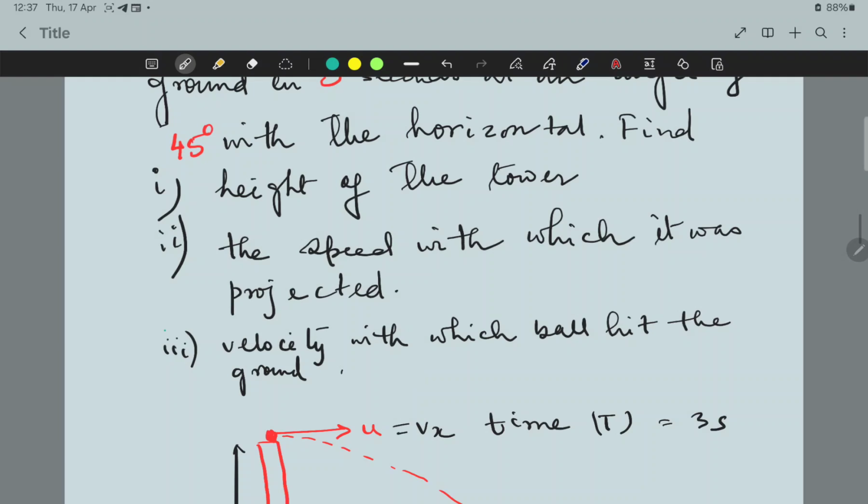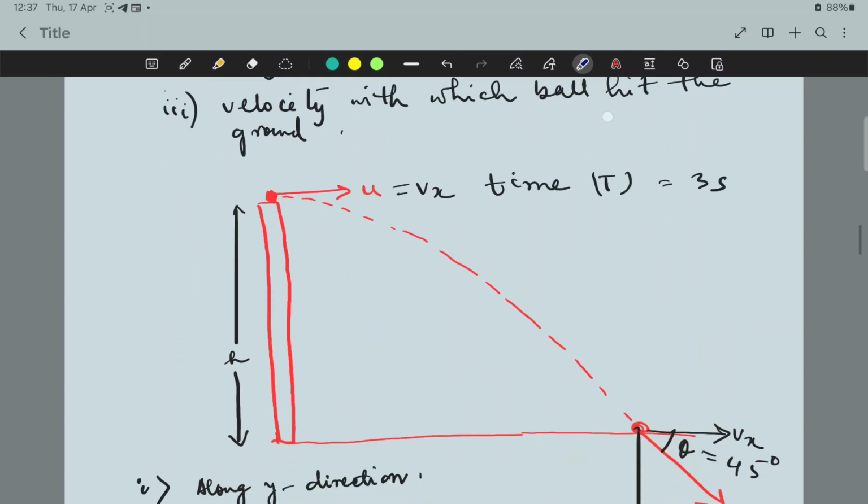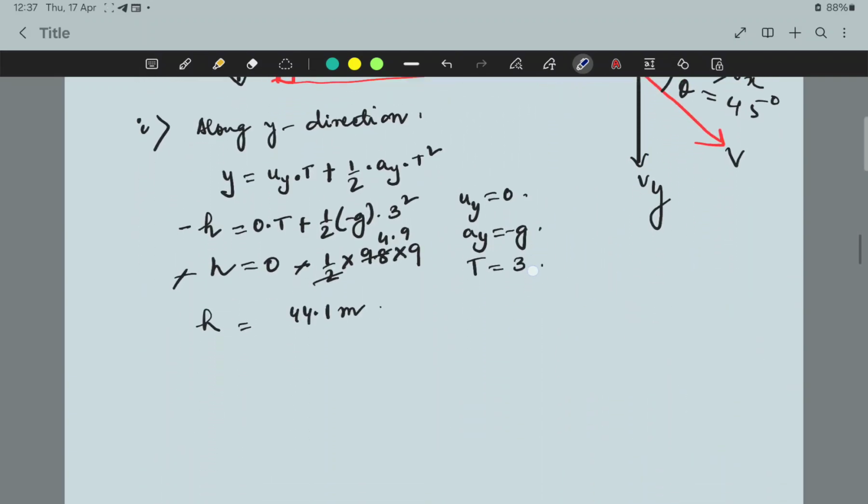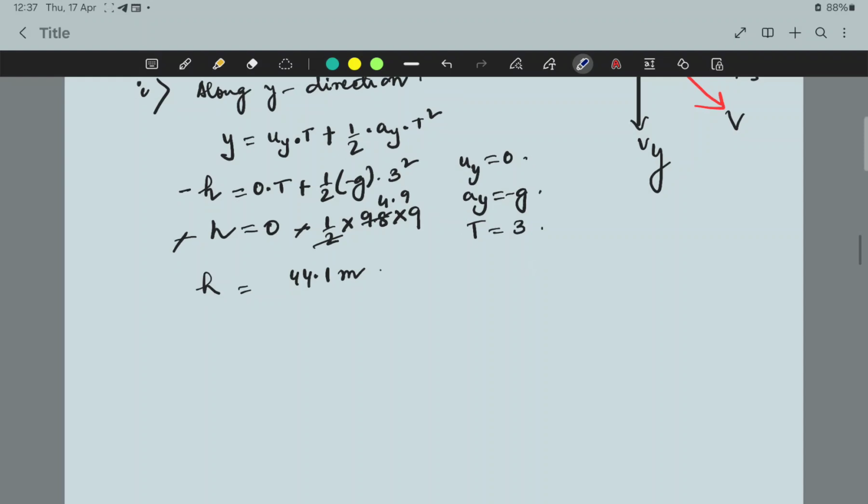Next is the speed with which it was projected. That means this u is asked, which is again equal to Vx, because in this direction there is no acceleration, so the initial velocity along the x direction is the same as the final velocity along the x direction. So let us find Ux now.